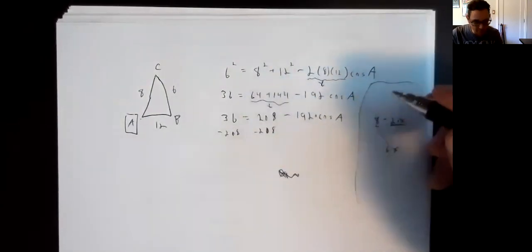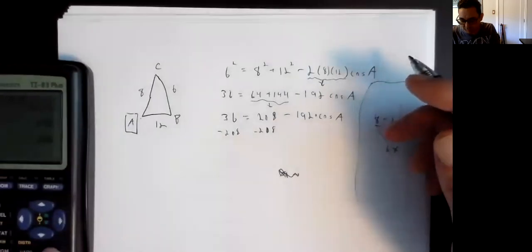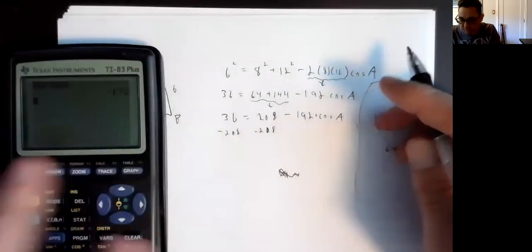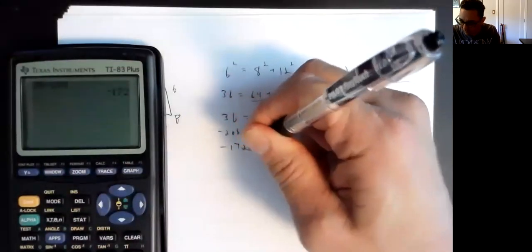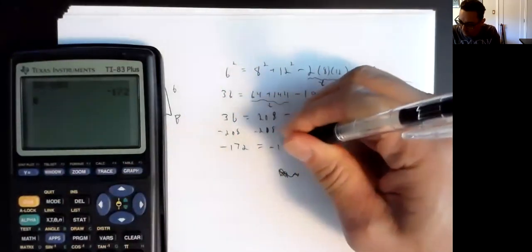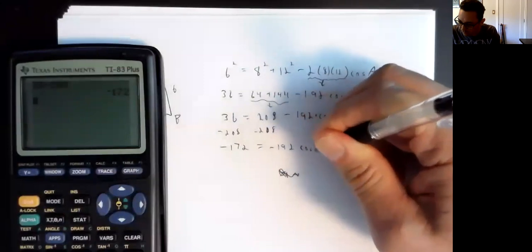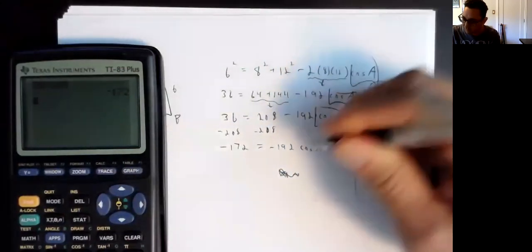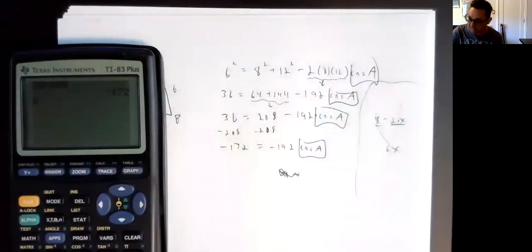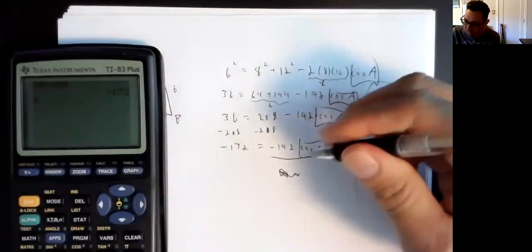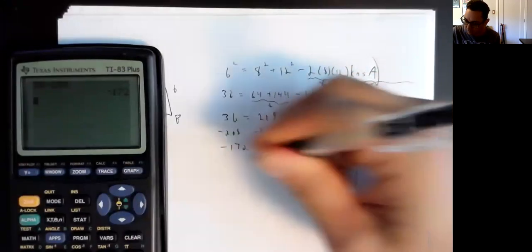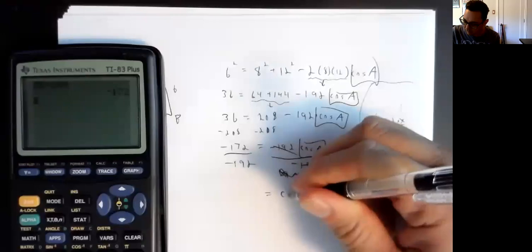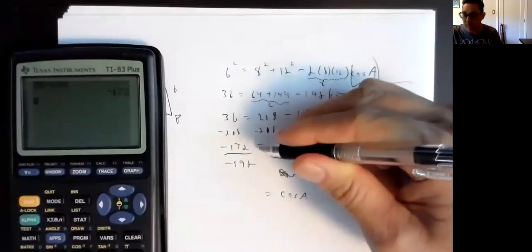So all I can do is subtract 208 from both sides. So I'm going to do 36 minus 208 and get negative 172 equals negative 192 times the cosine of A. I'm trying to solve for cosine of A, so I'm doing all the messy algebra I can until that's alone. And now to solve for that, I need to divide both sides by negative 192. That's going to cancel. I'm going to get the cosine of A equals whatever that is.